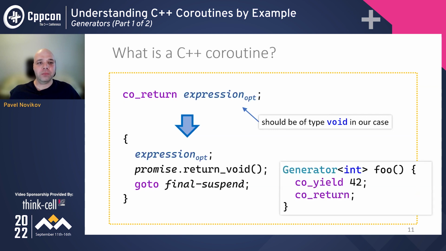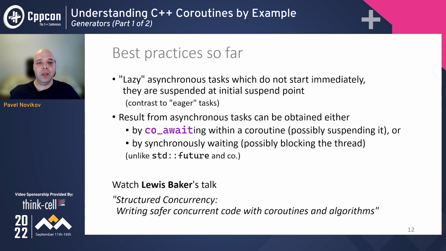So this is executed whenever we have coreturn in our coroutine, or it is executed implicitly when we have no coreturn, but control flows off the body of the coroutine function.